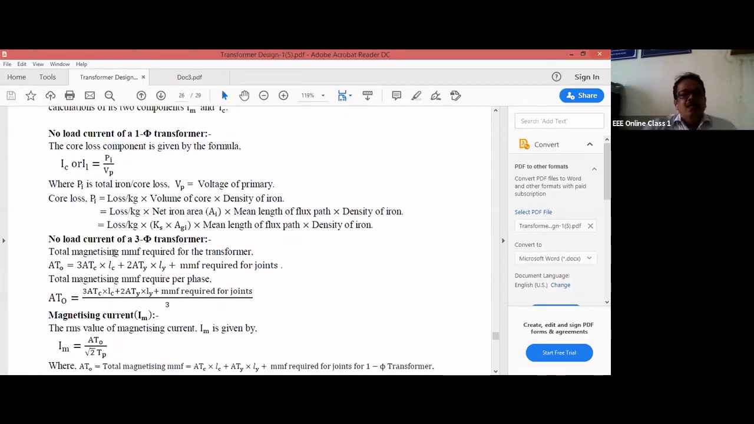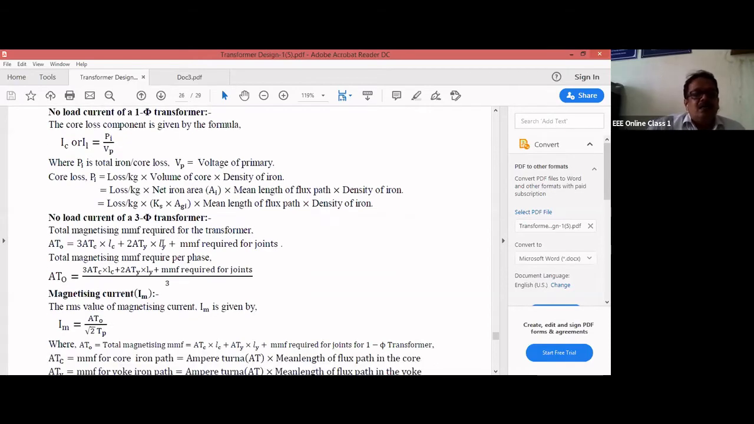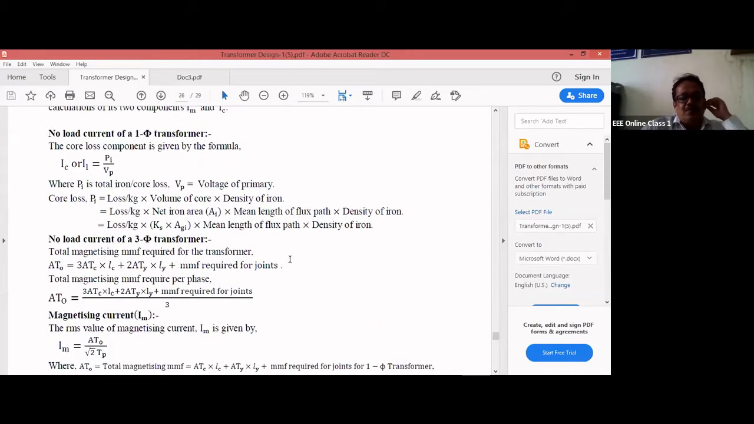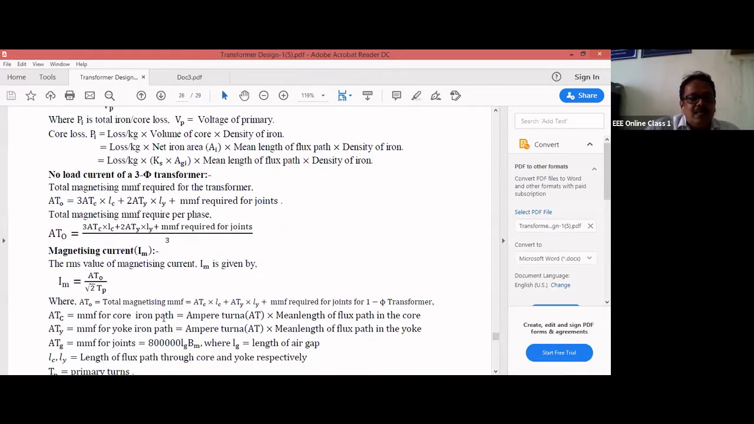Okay, so let us calculate now. First, you calculated the loss component. Let us go for the magnetizing component. This is the formula given for the magnetizing component. The RMS value of the magnetizing component IM is given by IM is equal to 18 naught divided by root 2 into TP, where TP is the turns of primary.